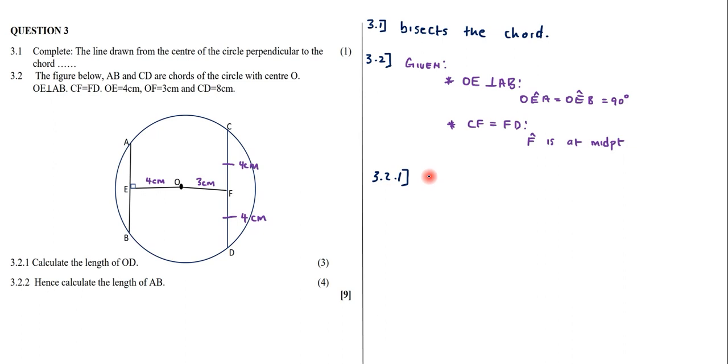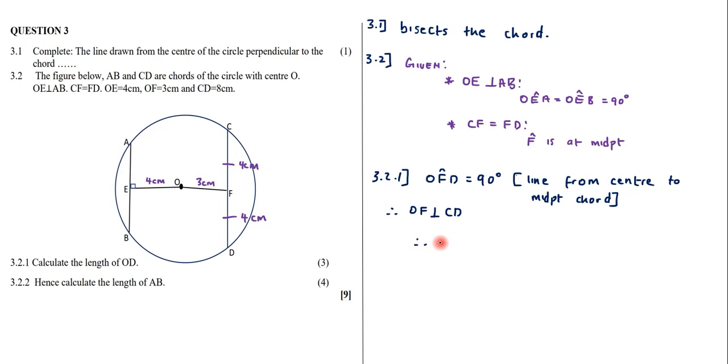OF, angle OFD, is equal to 90. And then because of that, I'm going to write the reason here. I'm going to say line from center to midpoint chord. Now this basically means that we can see that OF is perpendicular to CD.